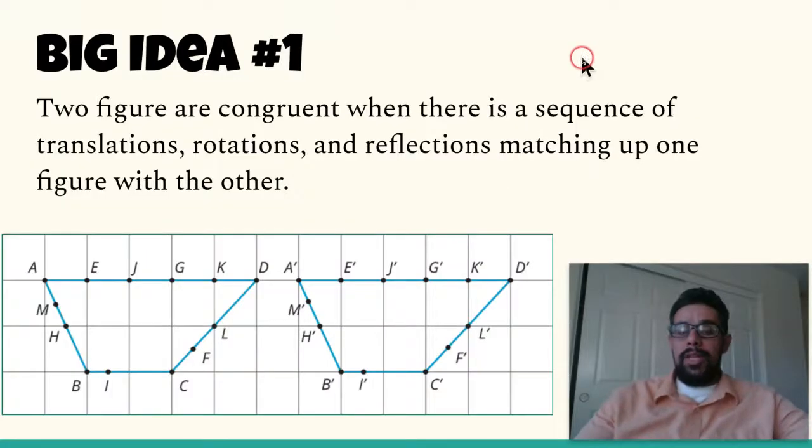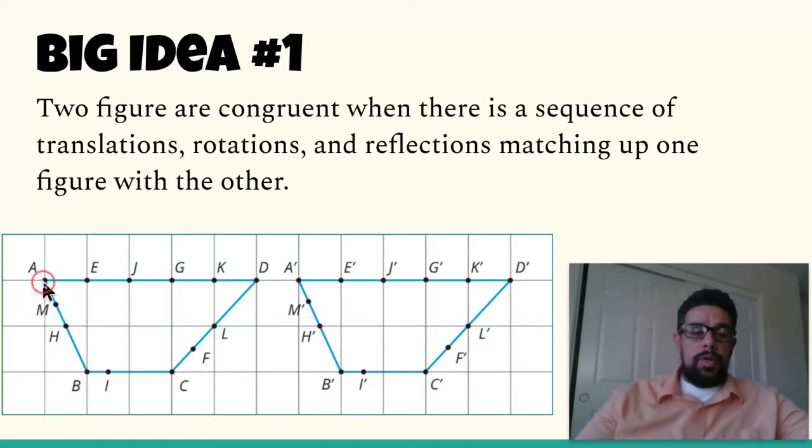The main big idea for today's lesson is that when two figures are congruent, there is a sequence of transformations, meaning you can do a translation, rotation, and reflection to match one figure to the other, and it will match perfectly. If you are doing a sequence of rigid transformations, then one figure will move to fit exactly on top of the other figure. And that includes all the corresponding parts, all the points.